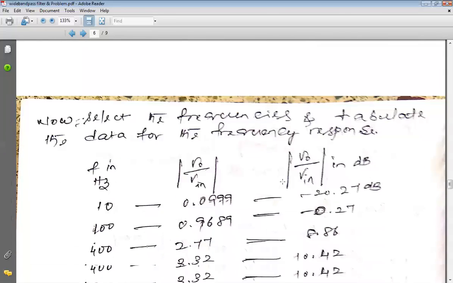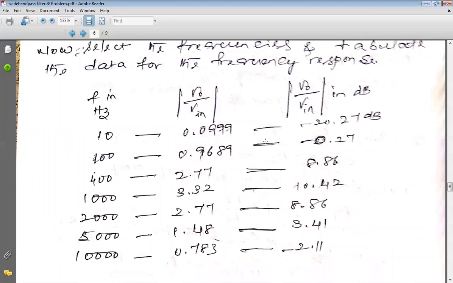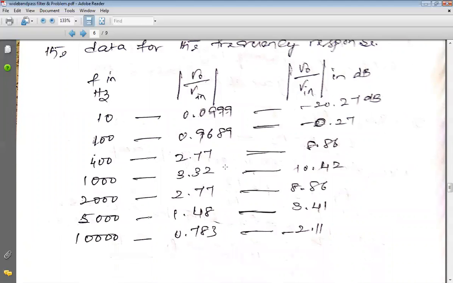From this, we are going to calculate by selecting frequencies and tabulate the data for the frequency response. I'm going to assume in the first column 10 Hz, 100 Hz, 400 Hz, 1000 Hz, 2000 Hz, 5000 Hz, and 10,000 Hz. Next, I am going to get the value of the magnitude of the voltage gain of the wideband pass filter.